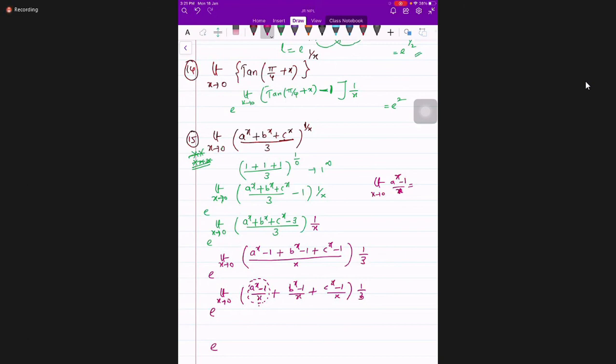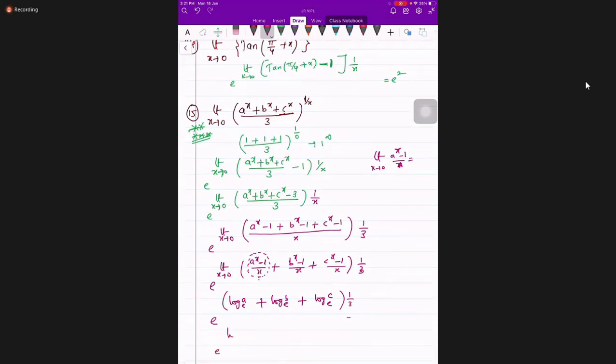You can check in notes and reply. Log a base e. Why has no one learned? Log a to the base e, the next one is log b to the base e, the next one is log c to the base e, into 1 by 3. That is log e. So you can write this as log abc into 1 by 3. Again you can write this as e power (log abc) whole power 1 by 3 to the base e.